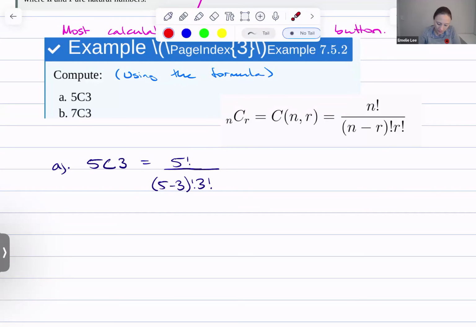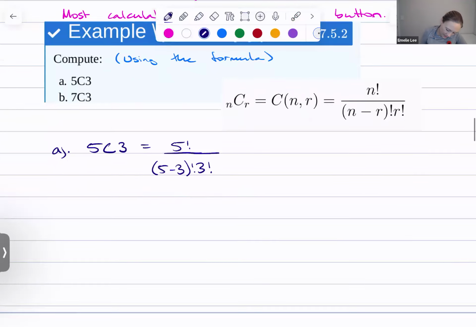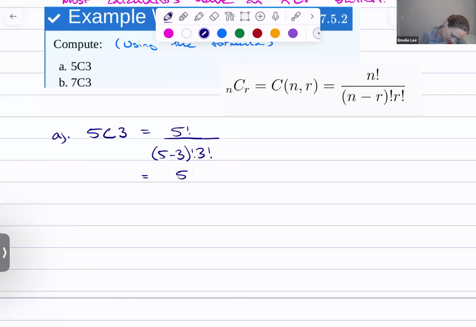Now the trick here, because we already know the trick of writing out the 5 factorial until I hit what's in the denominator, and then I'll be able to cancel. Now what you want to do in the denominator is first you want to simplify. So 5 minus 3 is 2 factorial and 3 factorial. 3 factorial is bigger. So I'm going to write out 5 factorial until I get to 3 factorial. Let's do that. So here, 5 times 4 times 3 factorial divided by 2 factorial, 3 factorial.